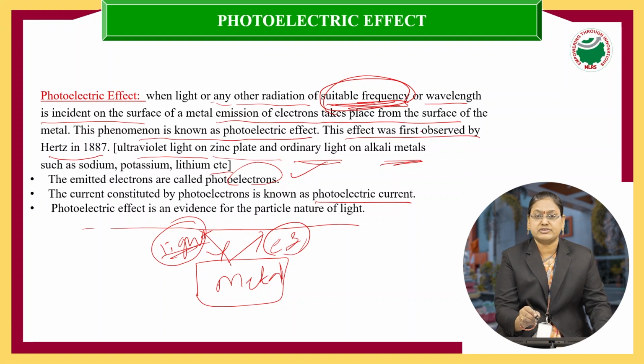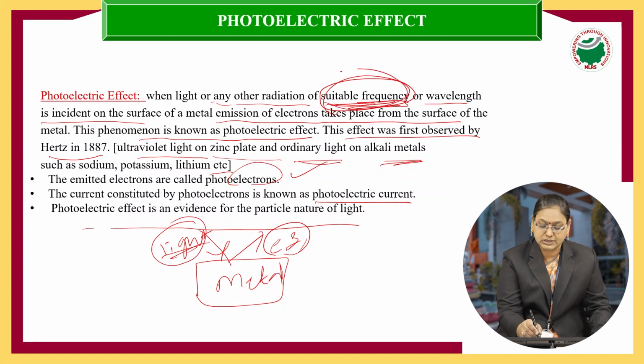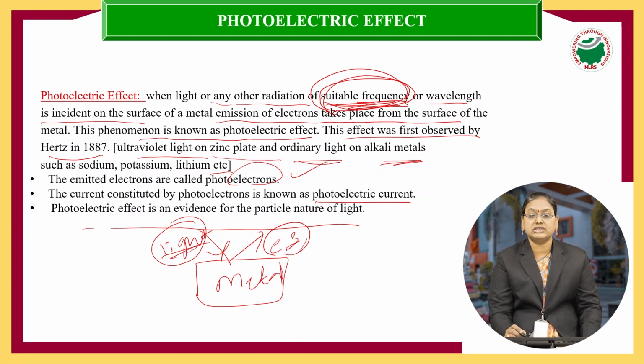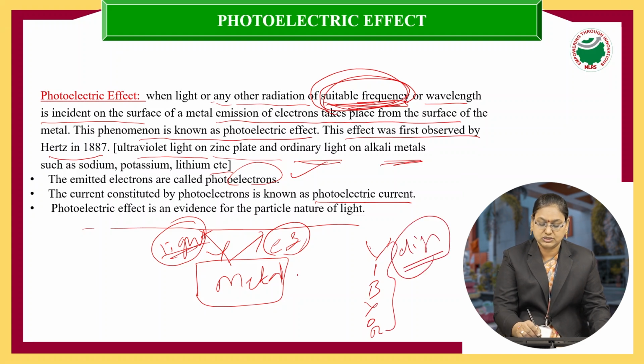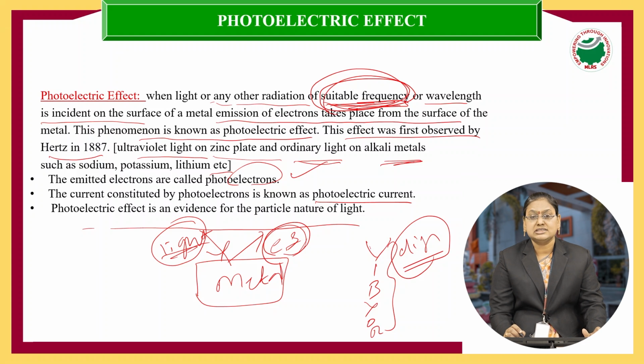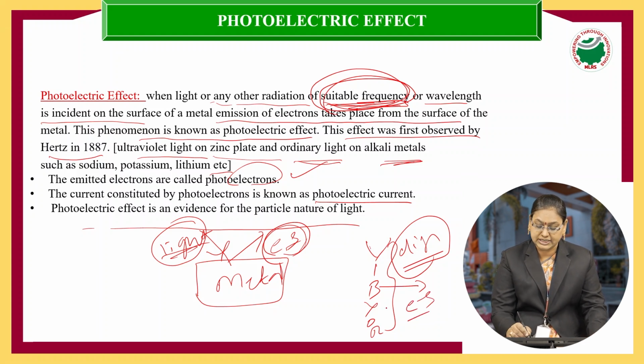When light of suitable frequency is incident on the surface of the metal, emission of electrons takes place. Here the term suitable frequency is very important, because light consists of different colors having different frequencies, VIBGYOR. So, all these frequencies are not responsible for the emission of electrons from the metal surface. Only a particular frequency will give the emission of electrons, and that particular frequency of light we are calling threshold frequency.